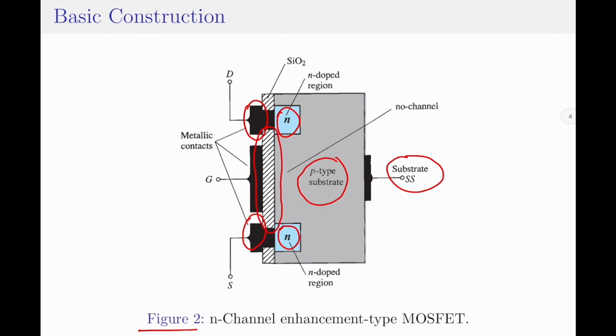Please note, very similar to a JFET, a MOSFET also has the same three terminals, which are drain, source and gate. Well, that completes the basic construction of an N-channel enhancement type MOSFET. Let us now move on to understand the operation and characteristics of this MOSFET.